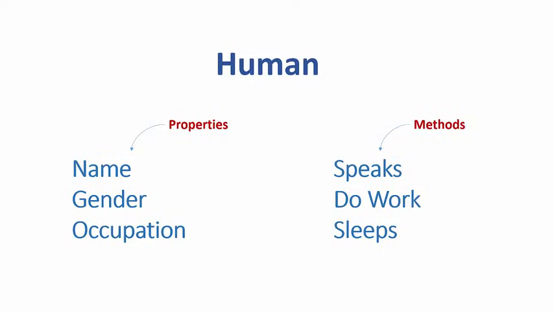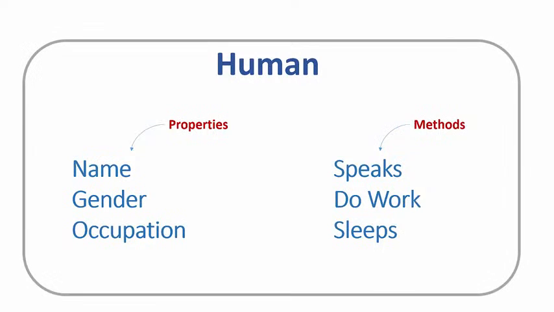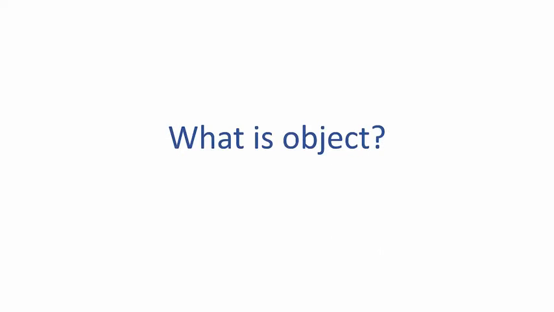Thus, properties and methods form a central entity called a class. So here human is a class which has two central components, which are properties and methods. So class is nothing but an abstraction of some entity which contains a common set of properties and methods. Okay, what is an object then?